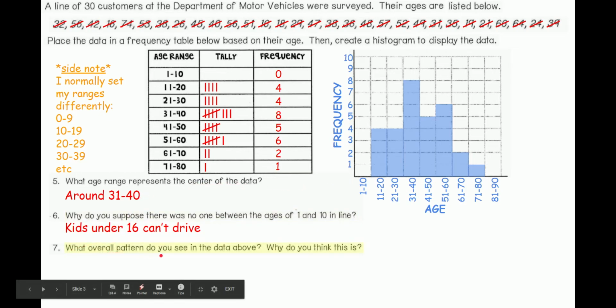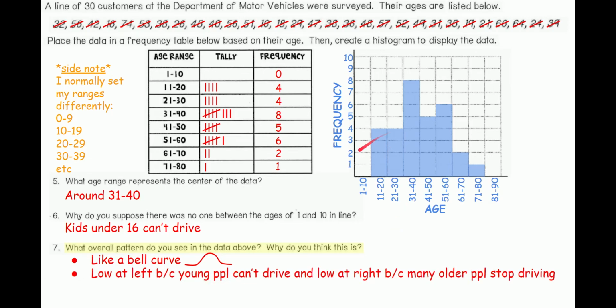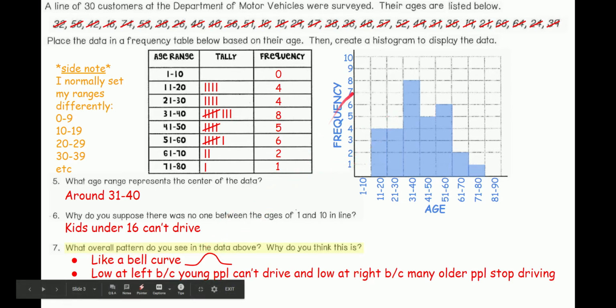So what's the overall pattern that we see in the data above? It's like a bell curve, and this is what we call a bell curve. It starts low, goes up, and goes back down. So this is our bell curve. And why does it seem to be a bell curve? Well, bell curves are low on the left because young people can't drive. Why does it peak in the middle? Well, because a lot of people who are older do drive.